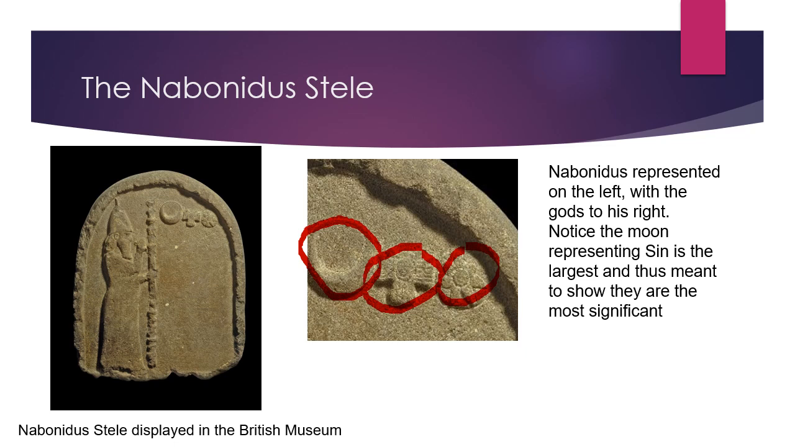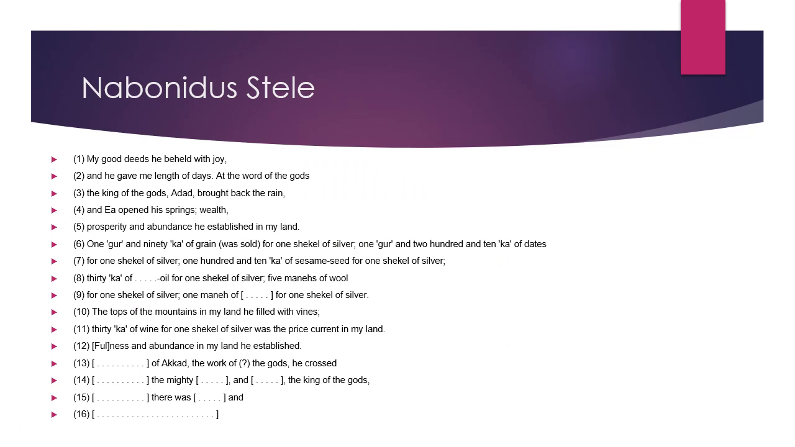It's an inscription of a Babylonian king and recounts how the gods put an end to a period of drought in consequence of the king's good deeds. The lines of the inscription on the right-hand side extend from the edge of the obverse to the edges of the reverse across its chamfered face. Here we have that inscription, and it reads: "My good deeds he beheld with joy, and he gave me length of days. At the word of the gods, Adad, the king of the gods, brought back the rain, and Ea opened his springs. Wealth, prosperity, and abundance he established in my land.